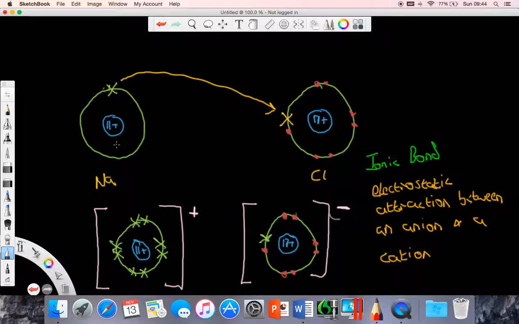So sodium has given an electron to chlorine. Chlorine has gained an electron from sodium. Because sodium has one more proton now than it does electron, it becomes a positive cation with a charge of +1. Chlorine gains an electron and becomes a negative anion with a charge of -1. The positives and the negatives are attracted to each other. This is an electrostatic attraction, and this would form what's known as an ionic bond.